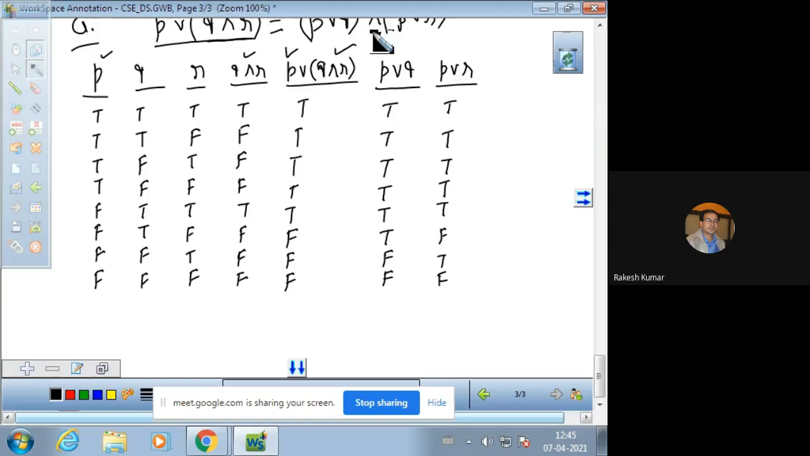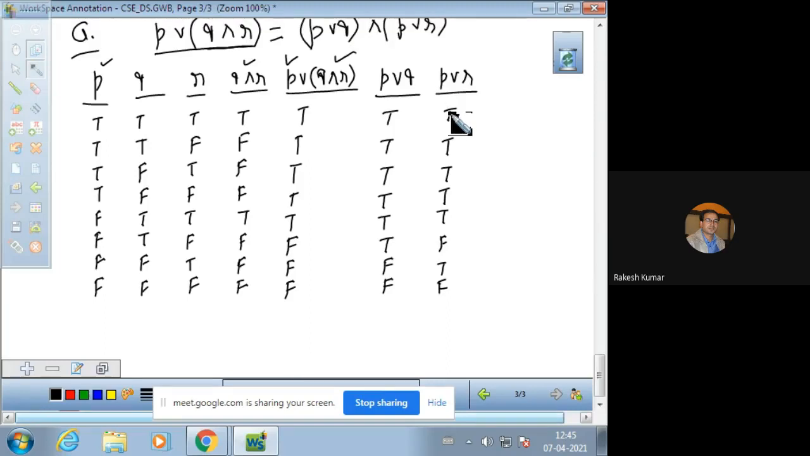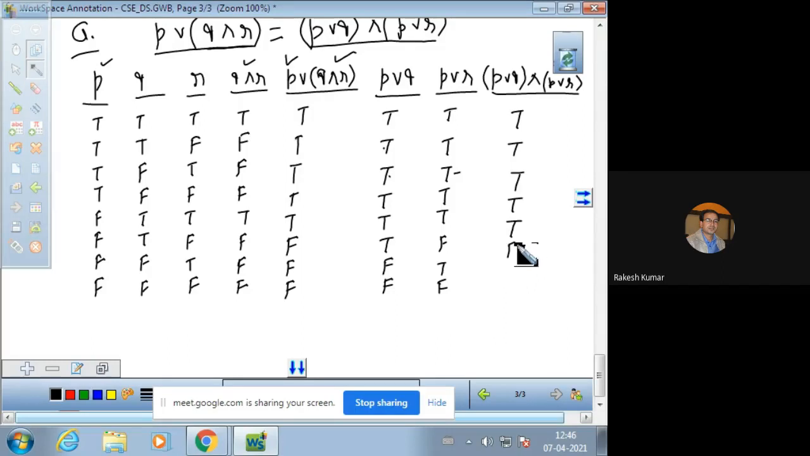Now you can conjunct using this, so you can find out the right hand side: P disjunction Q, conjunction P disjunction R. What is the meaning of a conjunction? Conjunction means when both have T values, or both are true, it will be true. So both are true, so it is true. This is true and true, and this is also true. So when both values are true, it will give us a true value, otherwise false.